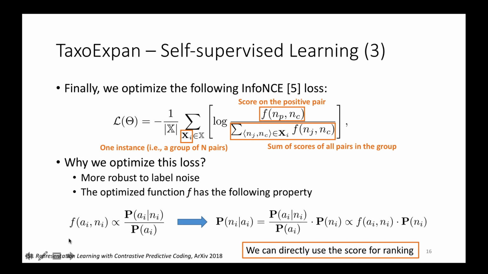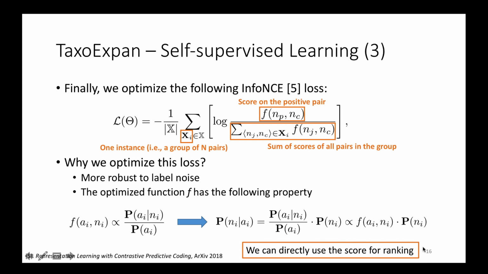That is, the matching degree between the anchor AI and the query NI is proportional to the likelihood of the anchor concept AI divided by its prior. And based on these properties, we will have the following results. That is, given a query concept NI, the posterior of a candidate anchor position is proportional to the matching degree of this anchor with the query times the prior of the query concept.